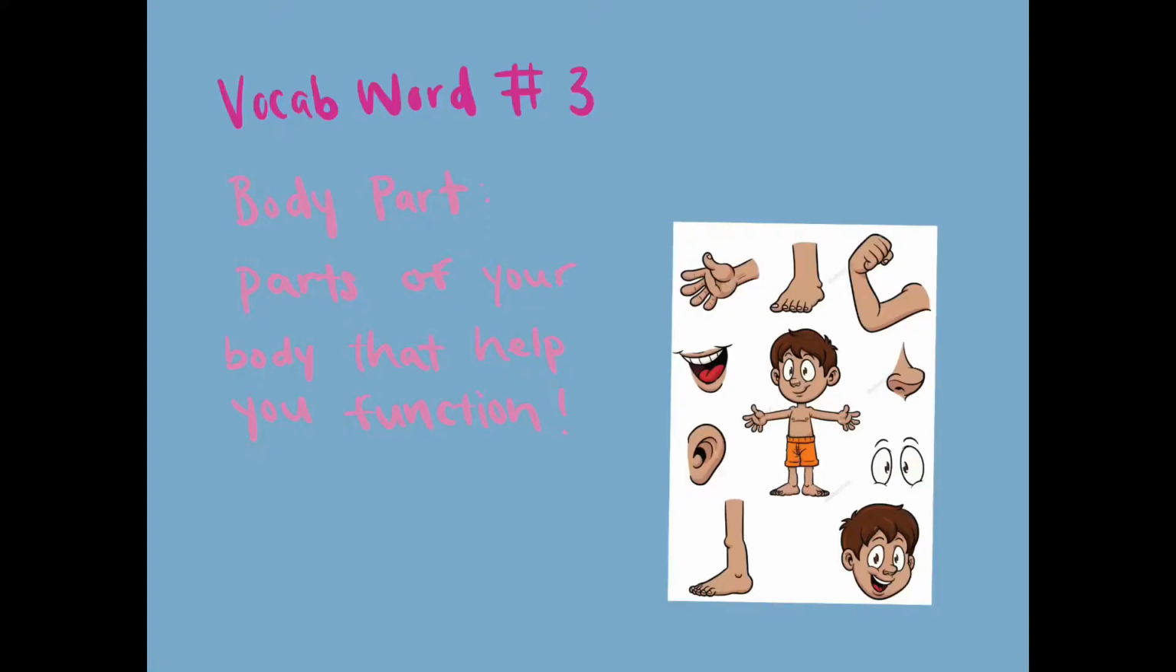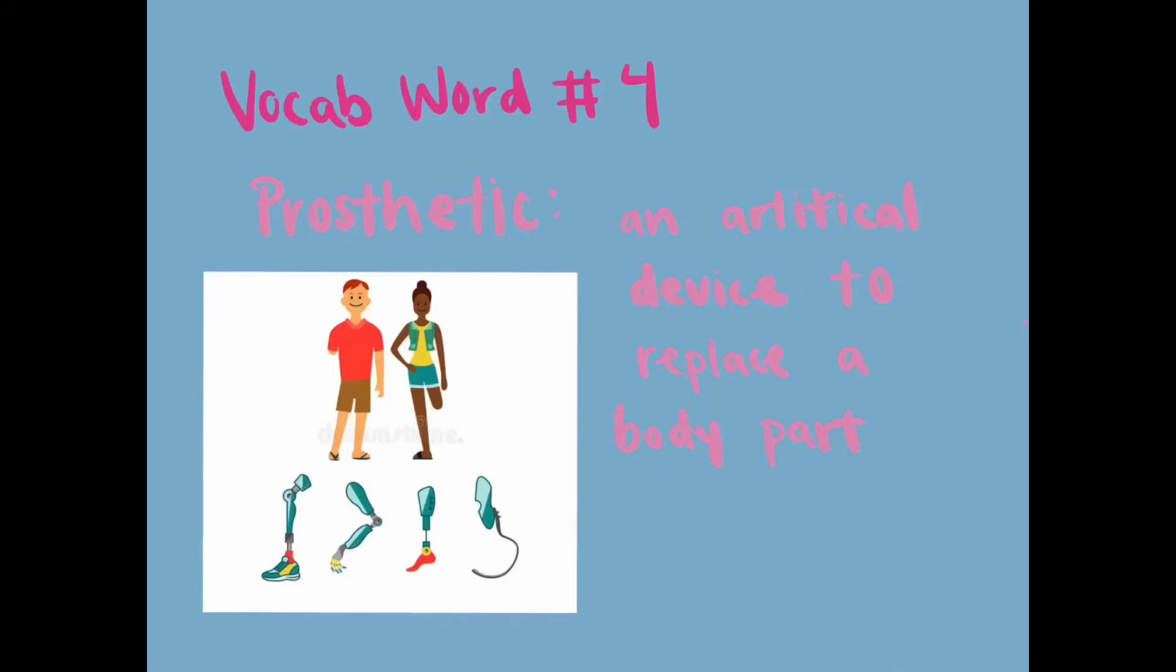Can you name a body part that helps you breathe? What about a muscle or a bone? Biomedical engineers often create devices or equipment for these body parts. And our last term is prosthetic, and this is an artificial device to replace a missing or injured body part. Some examples of prosthetics that biomedical engineers design are prosthetic arms, legs, or hands.